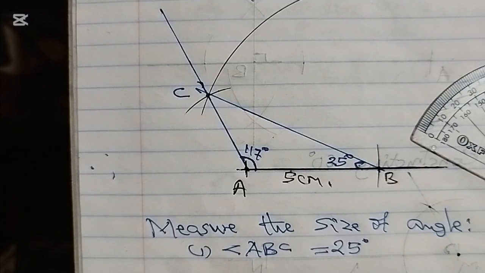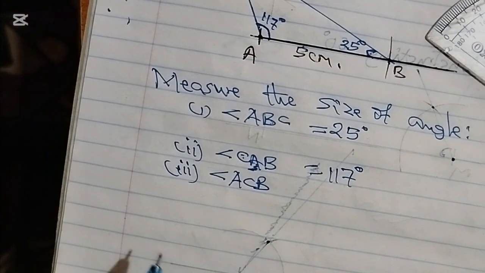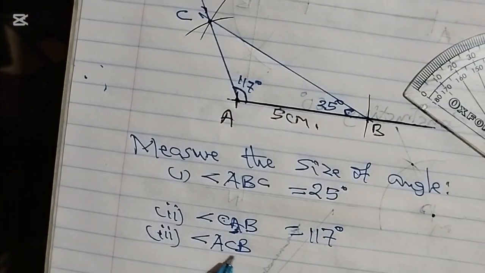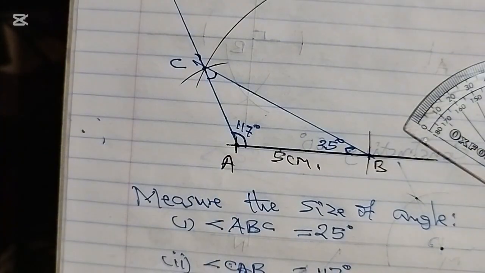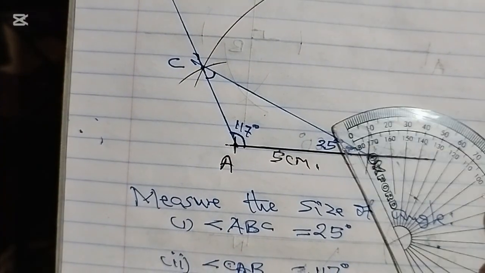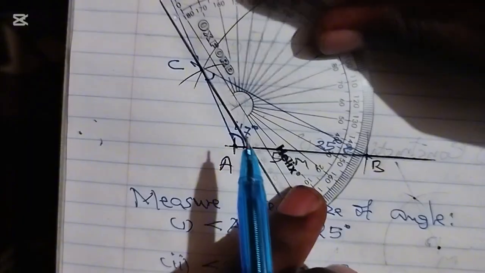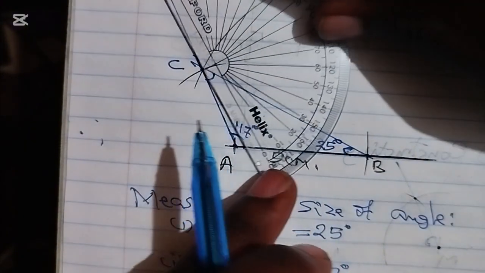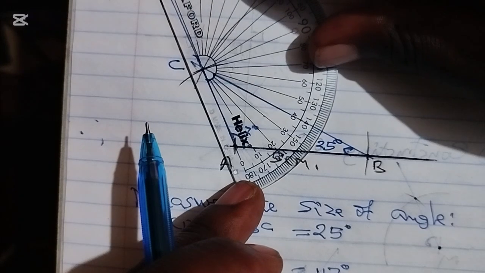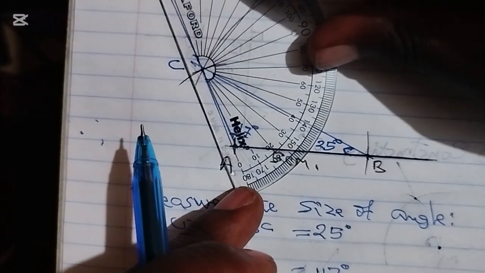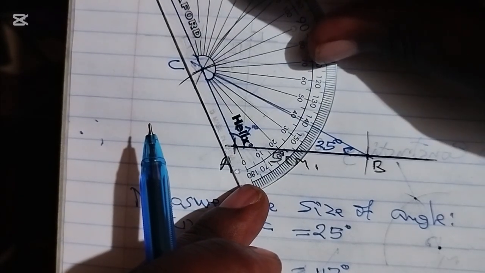So finally, let's measure angle ACB. ACB means the middle letter here is C, meaning this is the angle we are measuring. How do you align your protractor? I can position it this way, ACB. I'm just trying to get the best way.